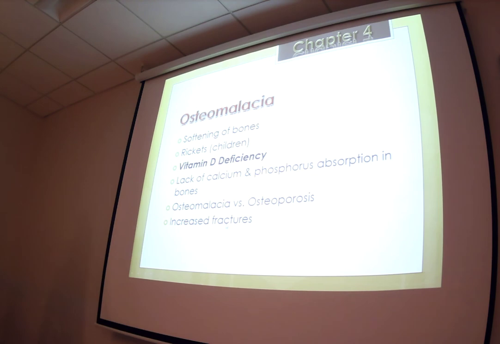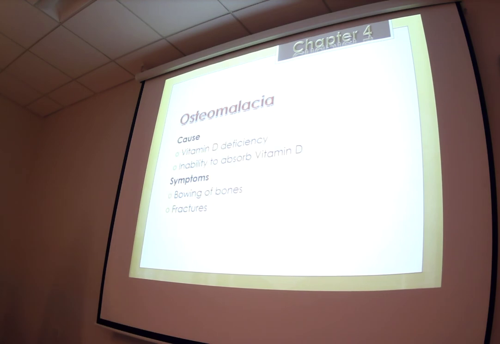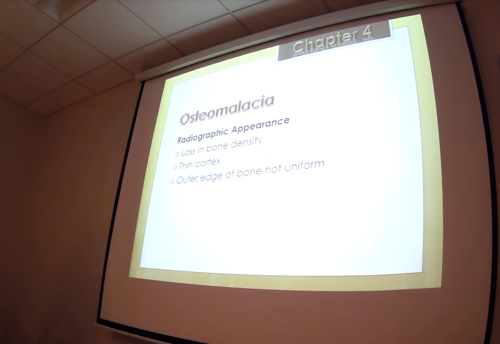We also have an increase in fractures because the bone is not built properly. The outer layer or the cortex of the bone may appear more dense, next to the lack of density in the medullary bone. So causes, again, vitamin D deficiency, either in diet or the inability of the body to absorb vitamin D. Symptom-wise, you're going to see bowing of bones and fractures. Radiographically, you're going to have that loss of bone density, thin cortex, and the outer edge of the bone will not be very uniform.